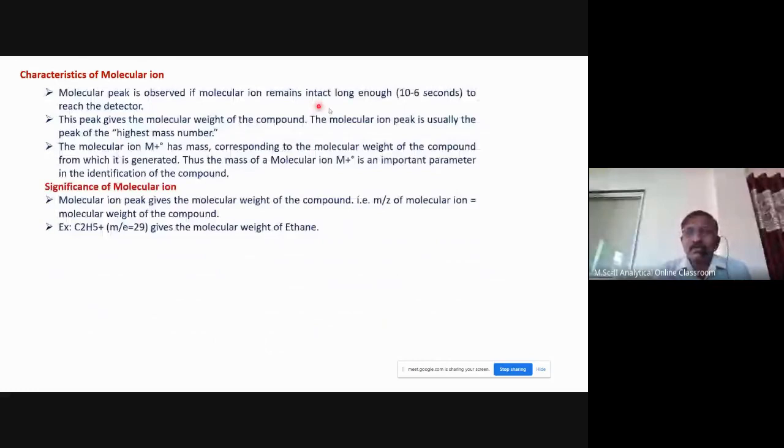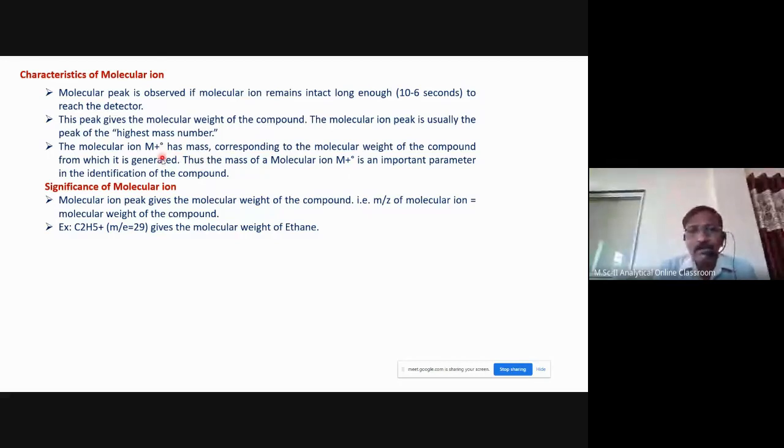It is observed as intact, long enough to reach the detector. We know that 10 to the minus 6 seconds are required, and this peak gives the molecular weight of the compound, because it has the highest mass number. The molecular ion has the same mass because we only lose an electron, and that doesn't change the mass. So the molecular ion peak has the same mass as the molecular weight of the compound from which it is generated. The mass of the molecular ion is a very important parameter to identify compounds.